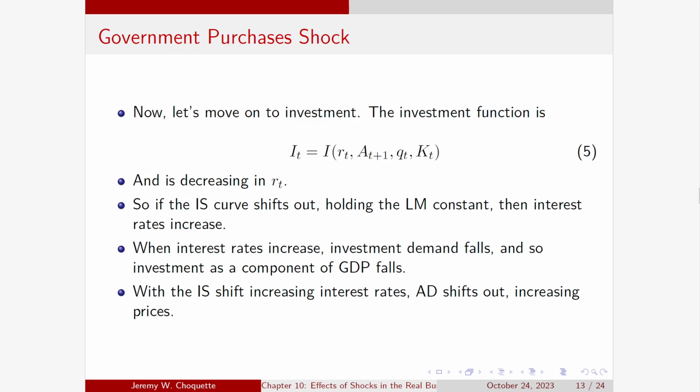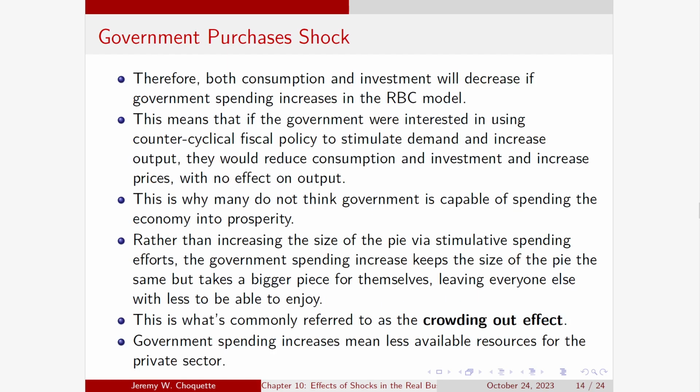And with that shift in the IS curve, increasing interest rates, aggregate demand is going to shift out, which increases prices. So both consumption and investment will have to decrease if government spending increases in this particular model.